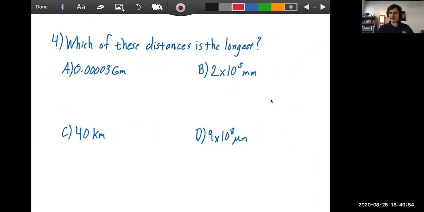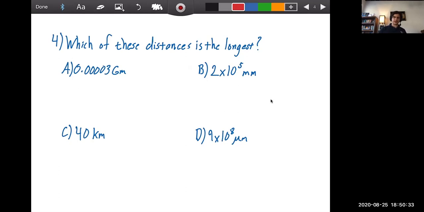Now I want to ask you a different style of question. Which of these 4 distances is the longest? And perhaps in this part, I'm going to show you another method that might help you with all the previous questions. Which of these distances is the longest? Is it A, 0.0003 gigameters? B, 2 times 10 to the 5th millimeters? C, 40 kilometers? Or D, 9 times 10 to the 8th micrometers, 9 times 10 to the 8th microns?